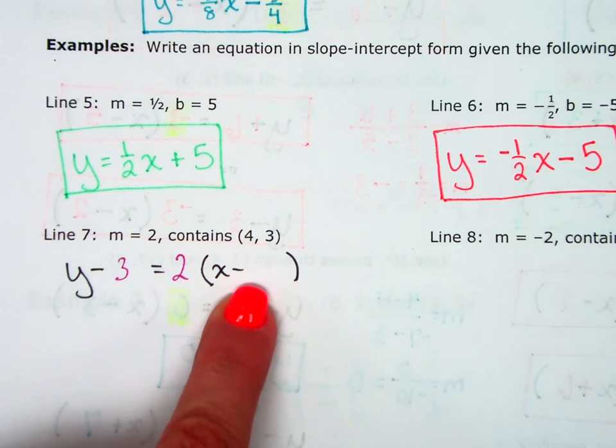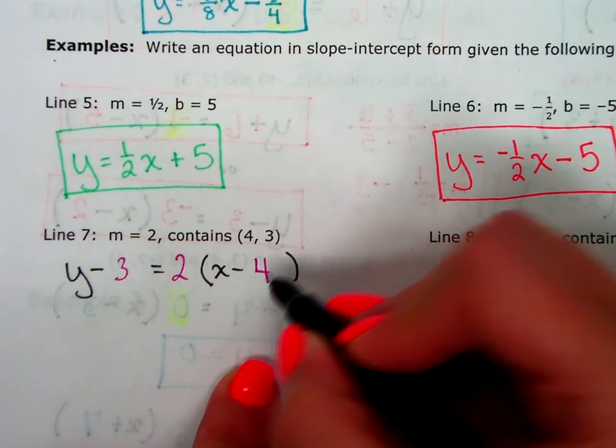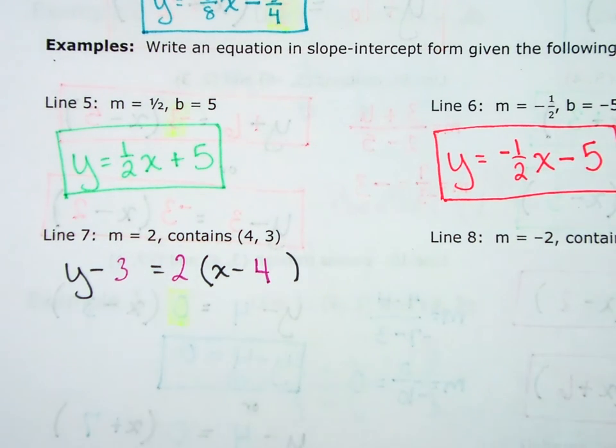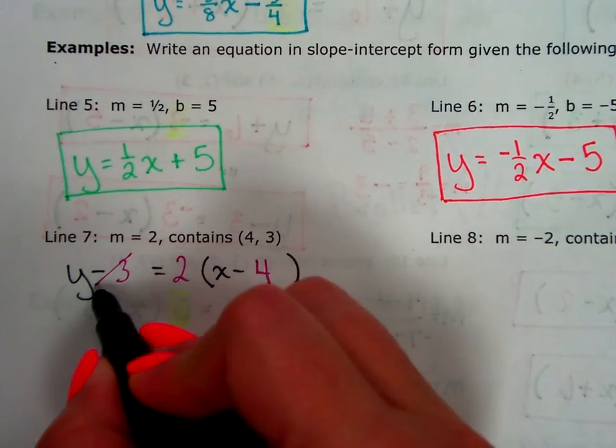3, my y value. What's going to go in my second blank? 2, slope. What's going to go in the last blank with the x? 4, my x value. No double negatives, no zeros. I don't have to do anything with that. So now I just have to actually solve it for y.